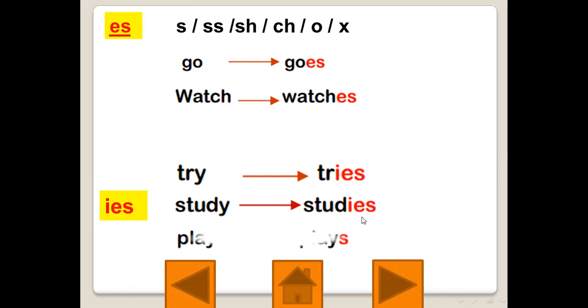But look at the verb play. Play also ends with the letter y, but before y there is a vowel letter. So we won't omit y and add ies. All we do is add only s. Okay, so please take care of this.